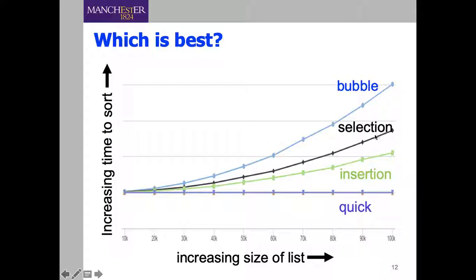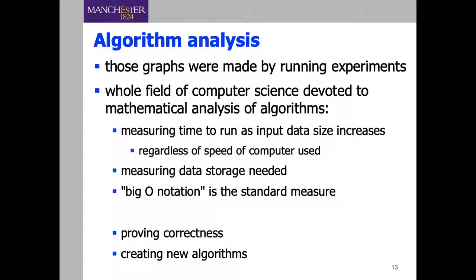Selection sort, a different algorithm, goes up, but not as fast. Insertion sort goes up as well. But look at quicksort, very interesting behavior. The performance of quicksort, roughly speaking, doesn't really change with the amount of data that you put into it. Think what that means when you're working with vast amounts of data, millions and millions of gigabytes of data. Very important to choose the right algorithm.